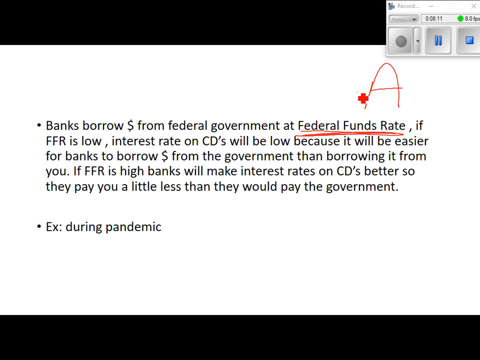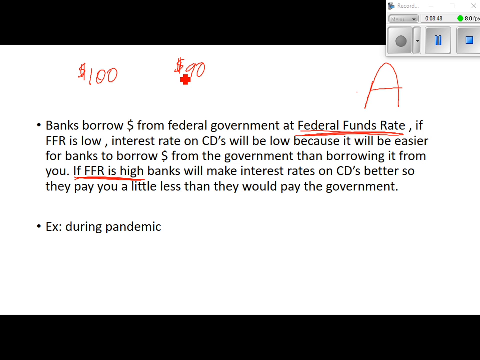So if the FFR is high and the banks are going to have to pay the federal government $100 for the money that they're trying to borrow, well, what they're going to do is they're going to try to get people to come in and get in their CD accounts so that they can borrow money from you and maybe only pay you $90, so they can save money there.